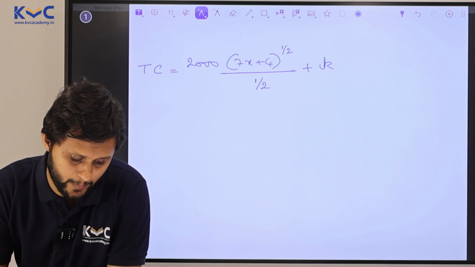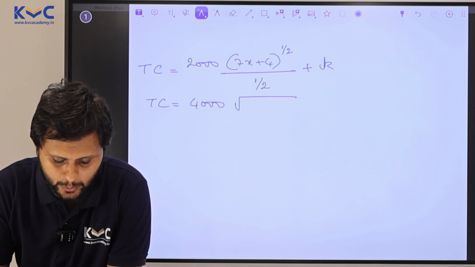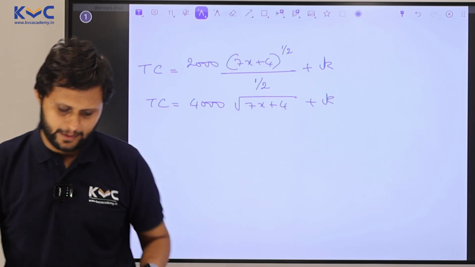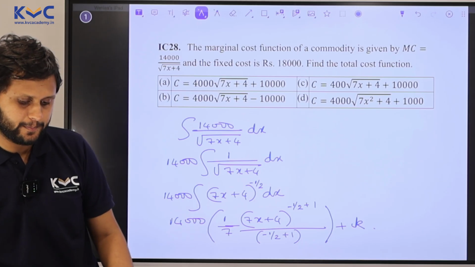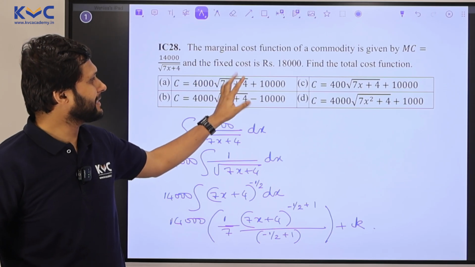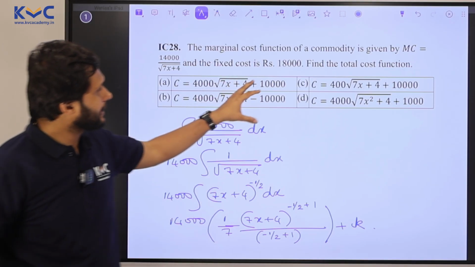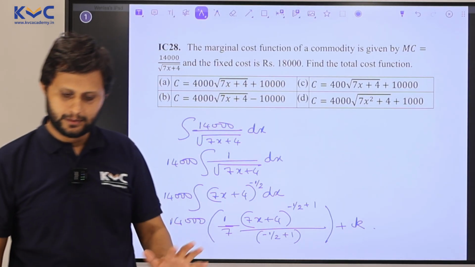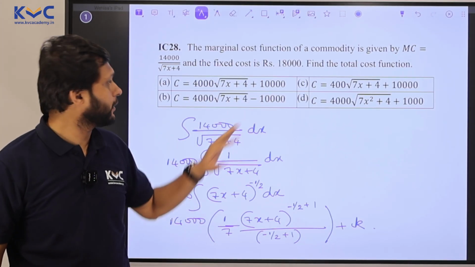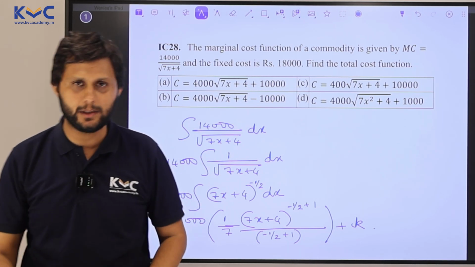So 1 by 2 is there in the denominator. We have total cost is equal to, it goes to the numerator, 4,000 into square root of 7x plus 4 plus k. Is this what they have asked? 4,000 square root of 7x plus 4 plus k. Now k, what we used to write in other problems? In other problems we used to write it directly as the fixed cost, 18,000. Correct? But here it won't work because 18,000 is not there in any of the options. So we'll have to find out what the cost is.